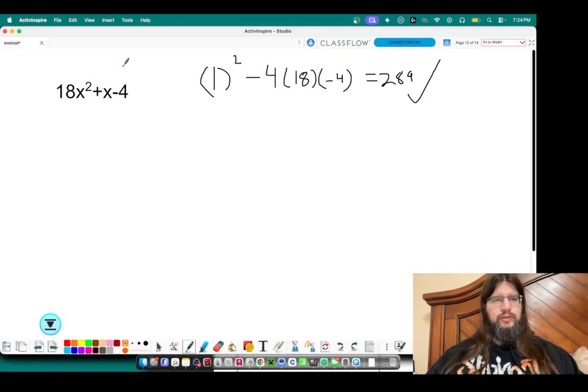Again, potential roots. 1, 2, 4. 1, 2, 3, 6, 9, 18. That's a lot. So the factors of this guy over factors of that guy, that's what we're looking at. Okay.